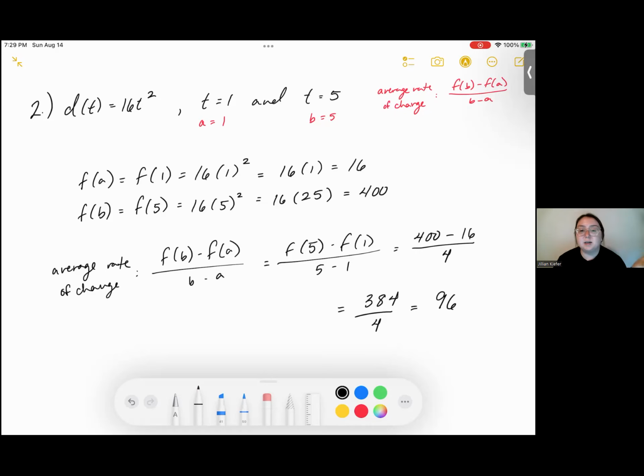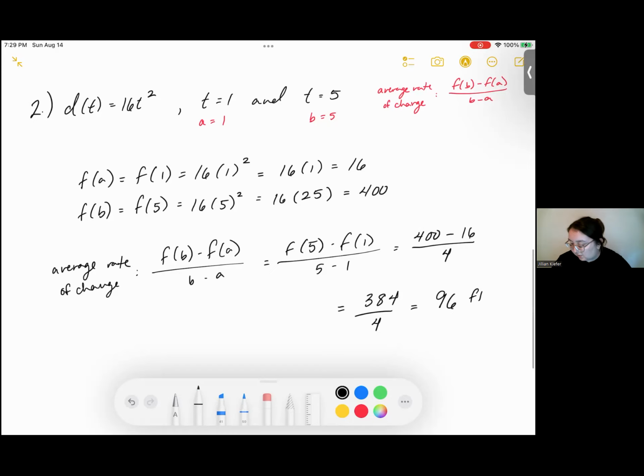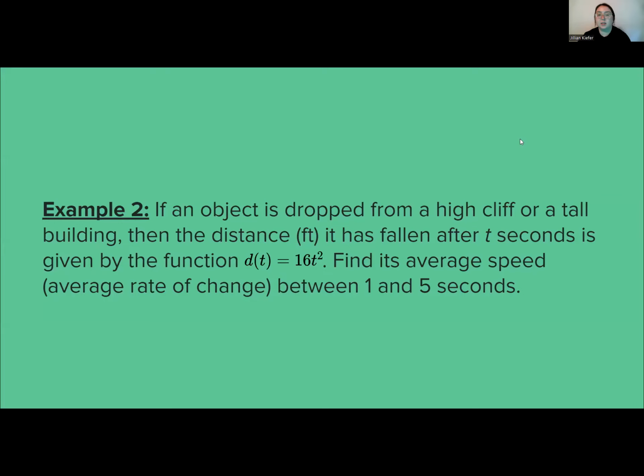So we remember that our function was in feet. Our time stamps here were in seconds. So this final answer is in feet per second. The unit may not be incredibly important all the time, but it's helpful to know for word problems especially. But all right, that finishes up example 2. Let's go ahead and head back on over to our lecture.